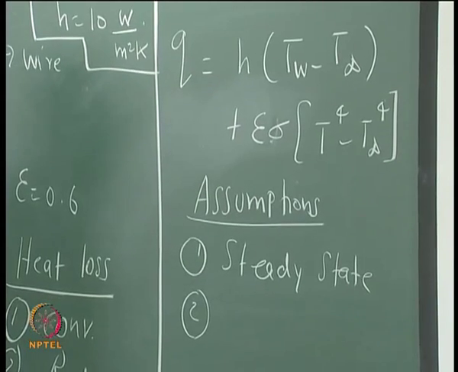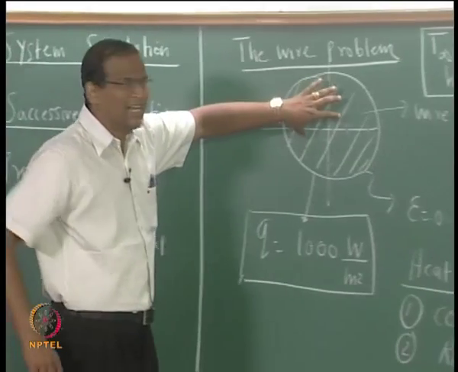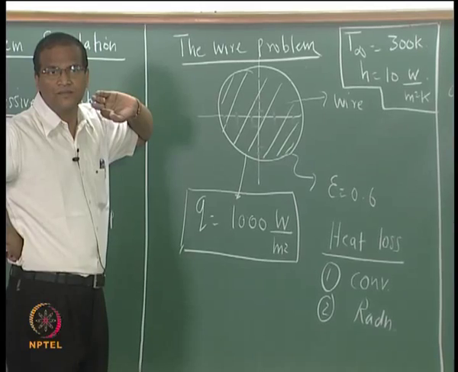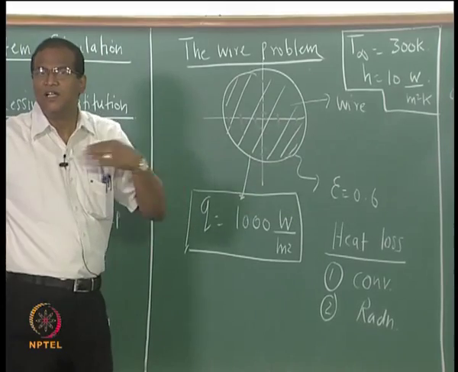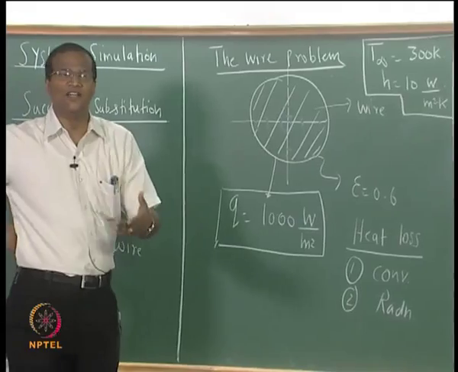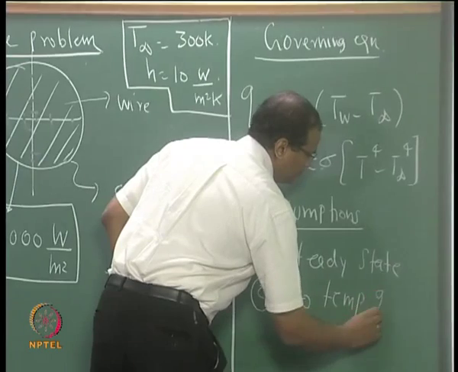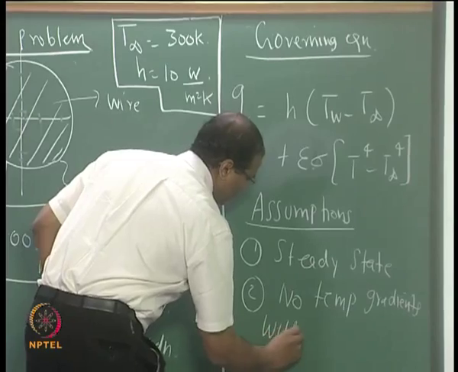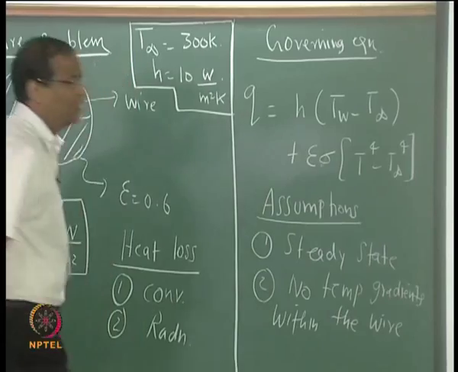No temperature gradients within the wire, which is not really correct, because it is generating heat at the rate of so many watts per meter square. So where will the wire be the hottest? Center, but we are not considering all that. That is not central, because this is a problem on successive substitution. We are not getting into a heat transfer debate. Okay, no temperature gradients within the wire. Anything else?